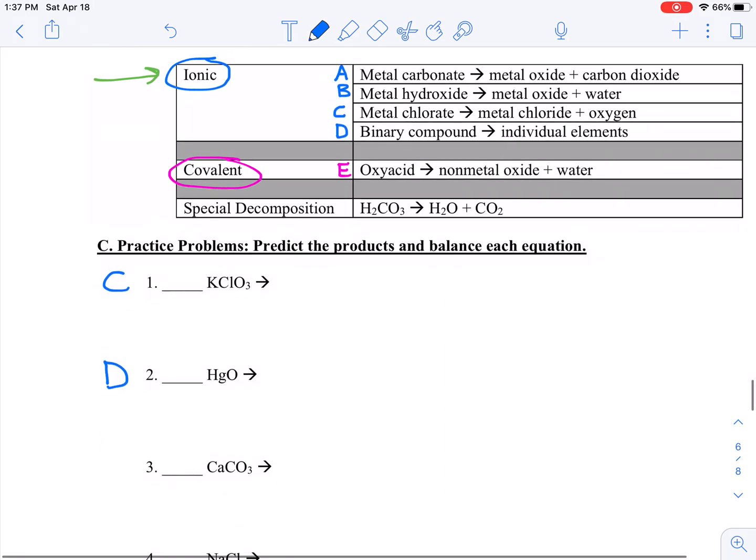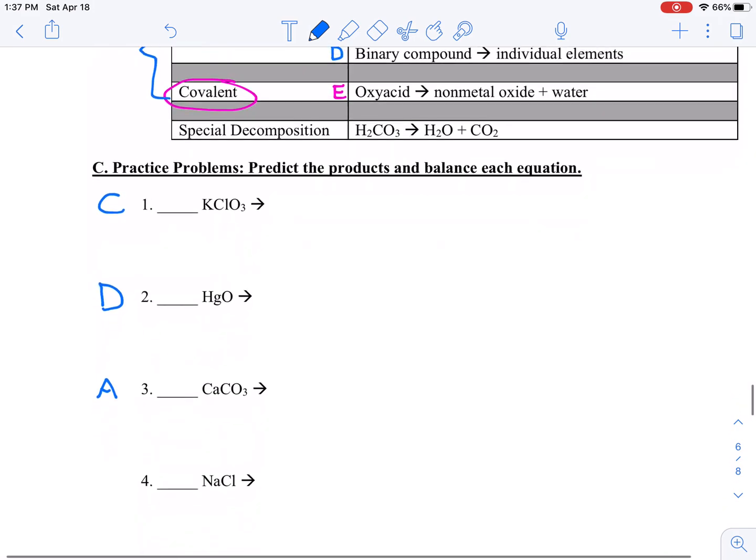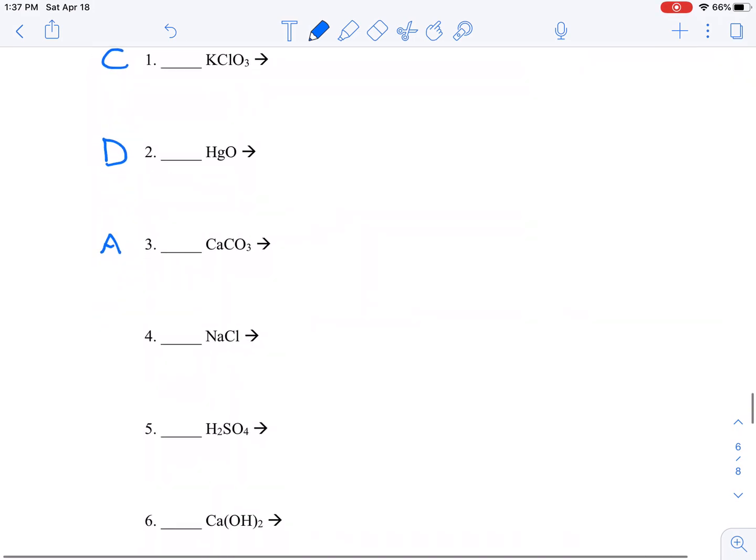Number 3, CaCO3, well, CO3 is carbonate. So if you look up at letter A, it's a metal, which is calcium in our case, bonded with carbonate, which is CO3. So this is letter A. And again, I'm just identifying which of these 5 things, which of A through E, all of these different reactions are based on what's there. NaCl is simply a binary compound, only 2 things, so that is type D.